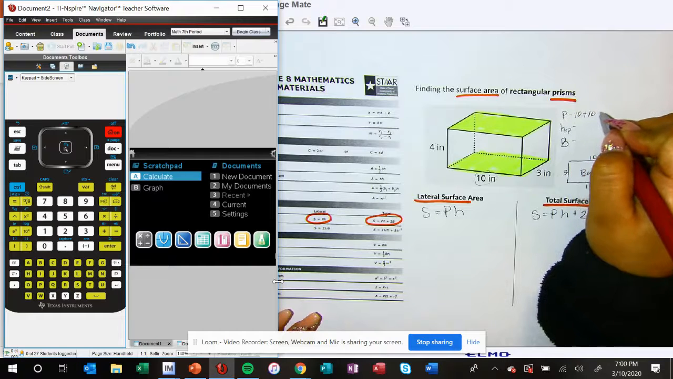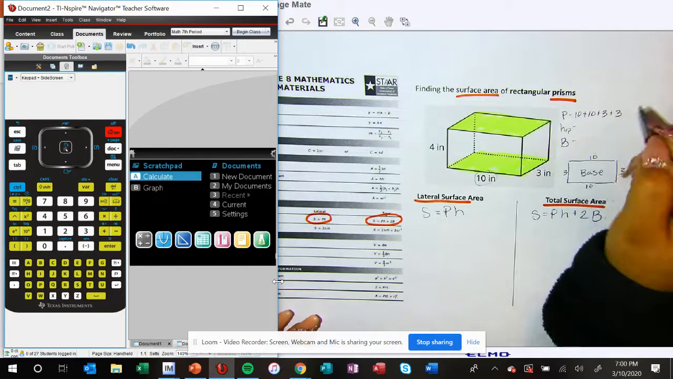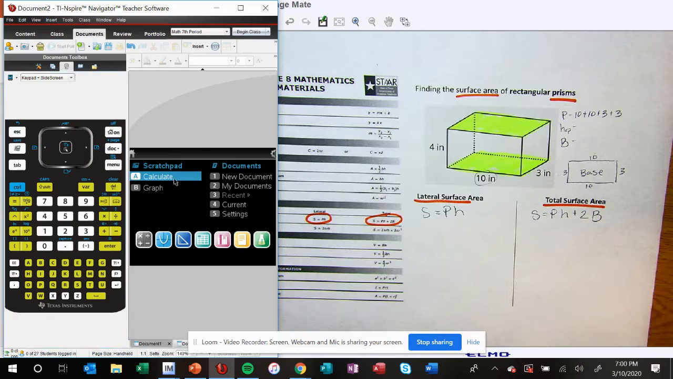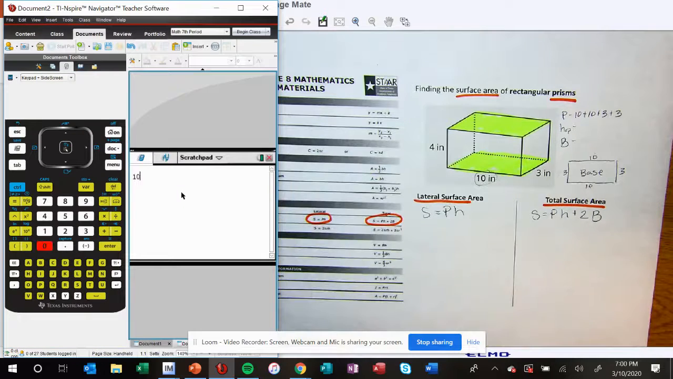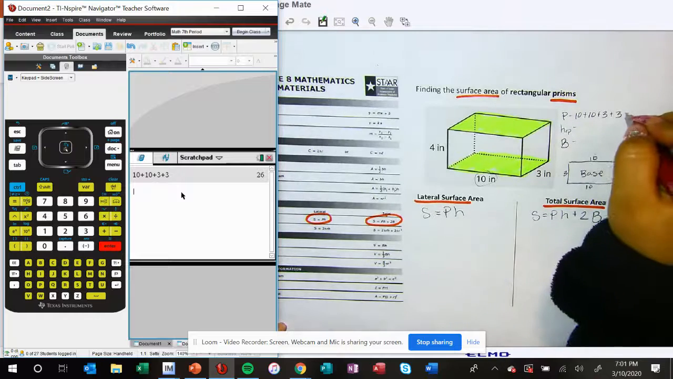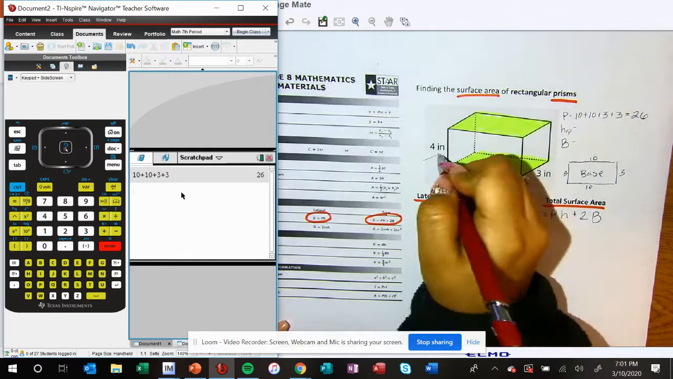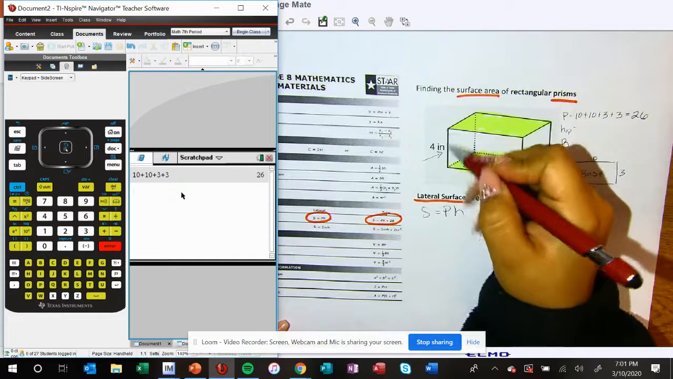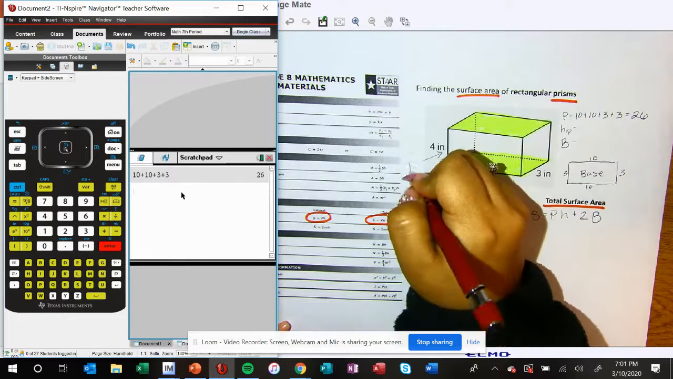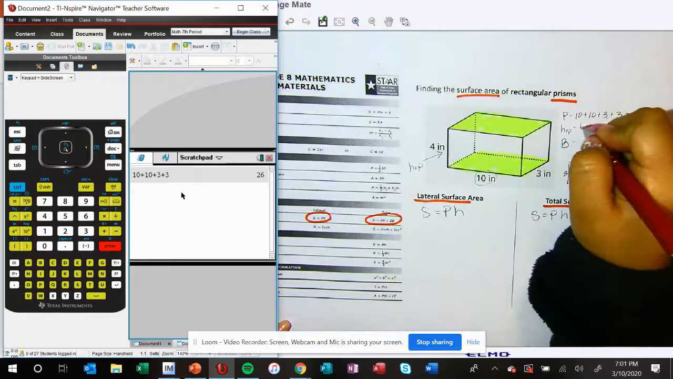So 10 plus 10 plus 3 plus 3. And I'm going to come over here to my scratch pad. Plus 3 plus 3. That is 26. Now my hop, that one is easy to find because it's the measurement in between my 2 bases. So this is my hop, which is 4.